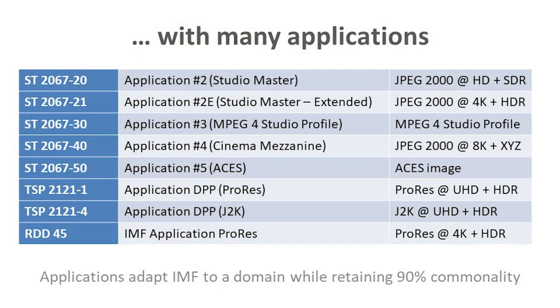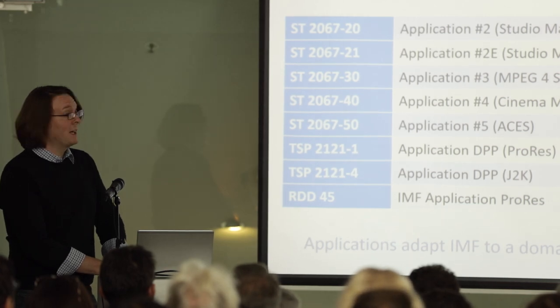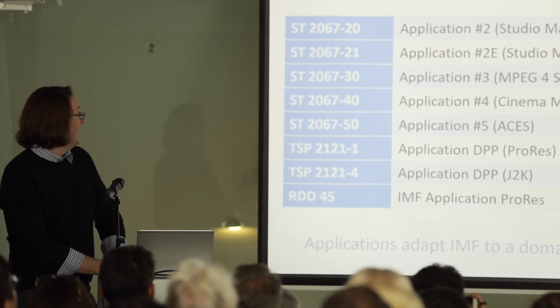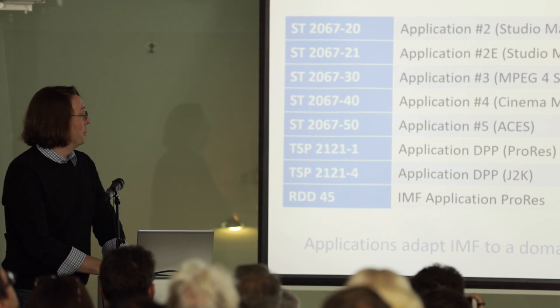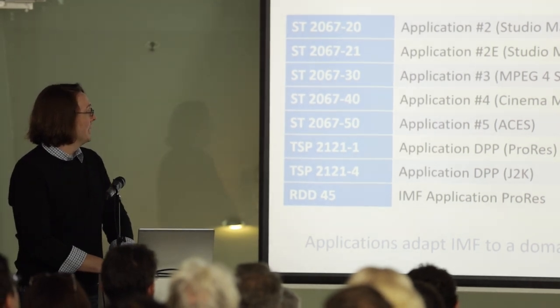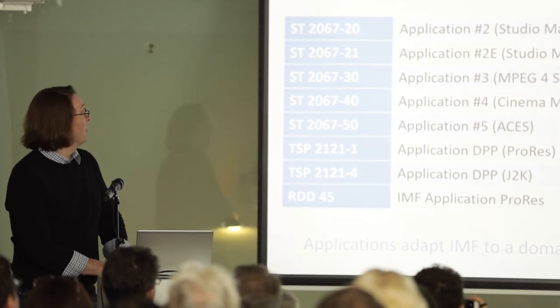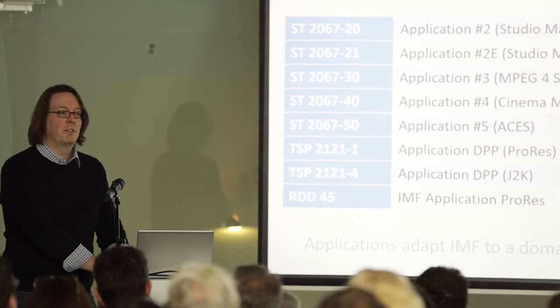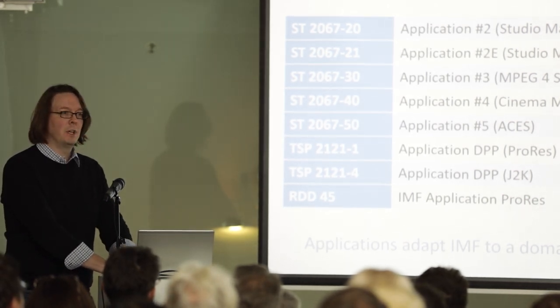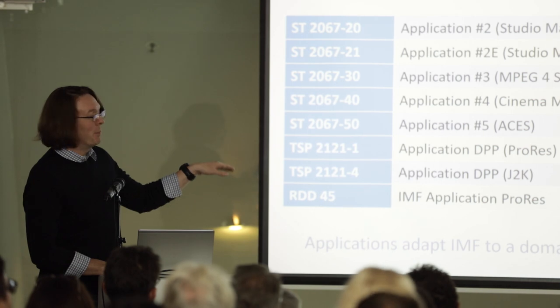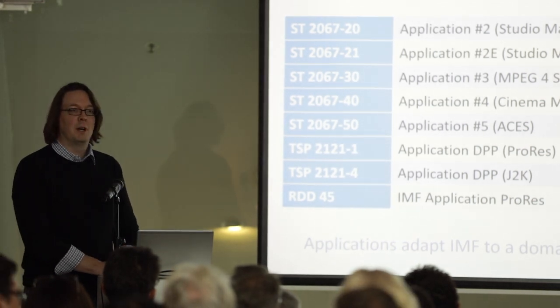It has many applications today, so there are many profiles of IMF, each targeting a particular domain of application. Some are directly designed for cinema, such as the application for cinema mezzanine. Some are more for broadcast, others for studio distribution and servicing. I think the key here that's actually not shown is that, in the context of preservation, some of those profiles or applications of IMF go all the way to lossless image preservation using JPEG 2000. And the idea is that all those applications of IMF share about 90% in common.